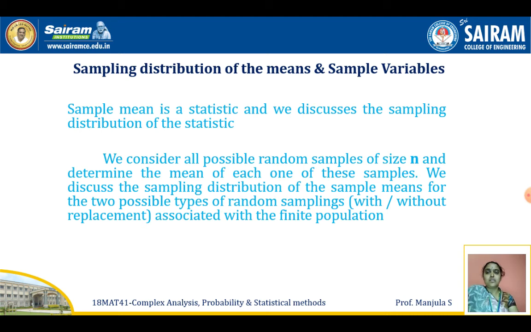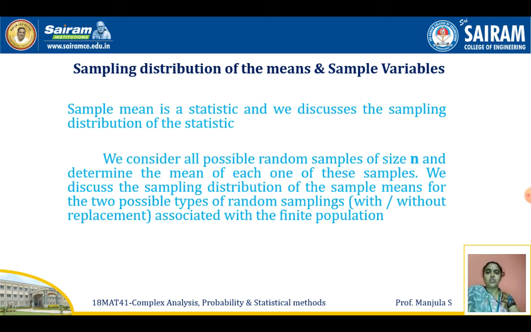Now, sampling distribution of the mean and sample variance. The sample mean is a statistic, and we discuss the sampling distribution of the statistic. We consider all possible random samples of size n and determine the mean of each sample. We discuss the sampling distribution of the sample mean. As I already told you, in sampling there are two types: one is with replacement and the other is without replacement.